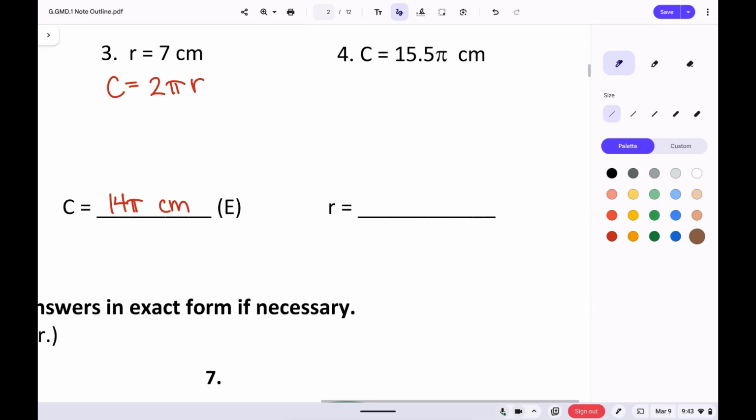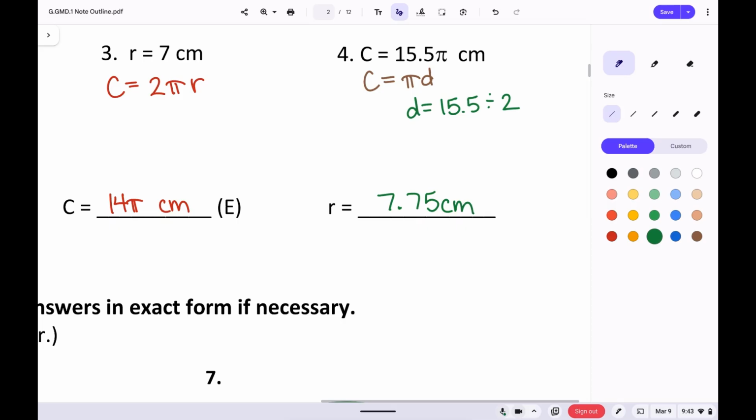Okay, the last one, number 4, you have circumference. This time, though, you want diameter. So you could still think of it as C equals pi times diameter. And what would your diameter be? 15.5. But how do we go from diameter to radius? Divide by 2. So what's 15.5 divided by 2? 7.75.